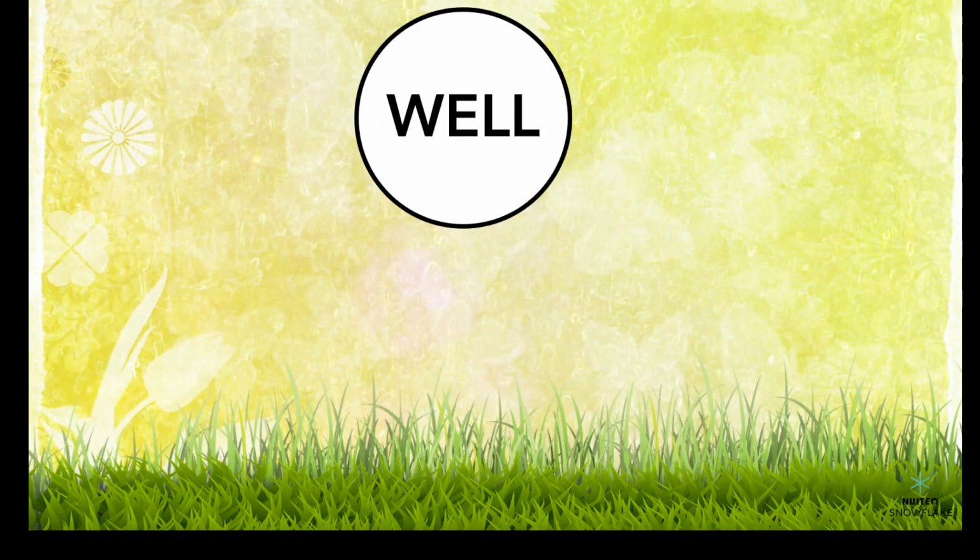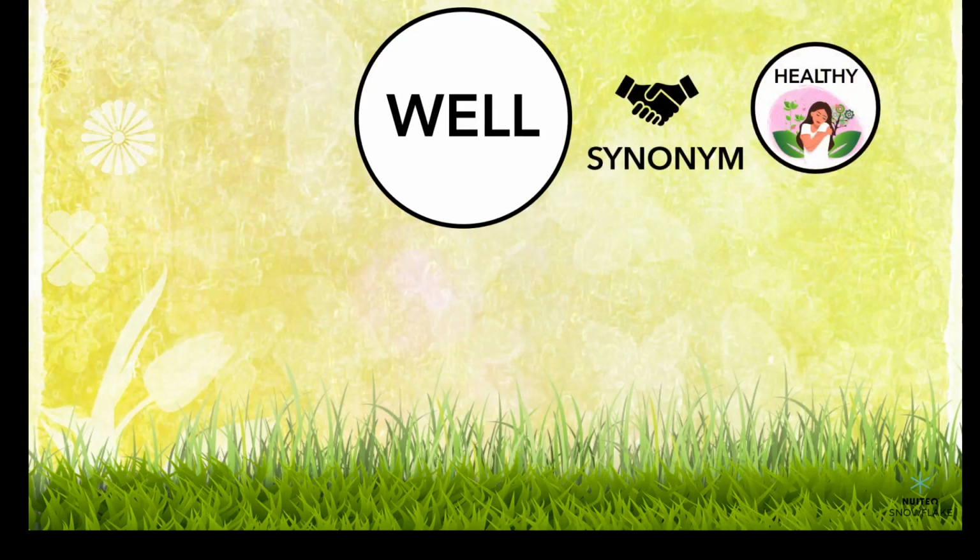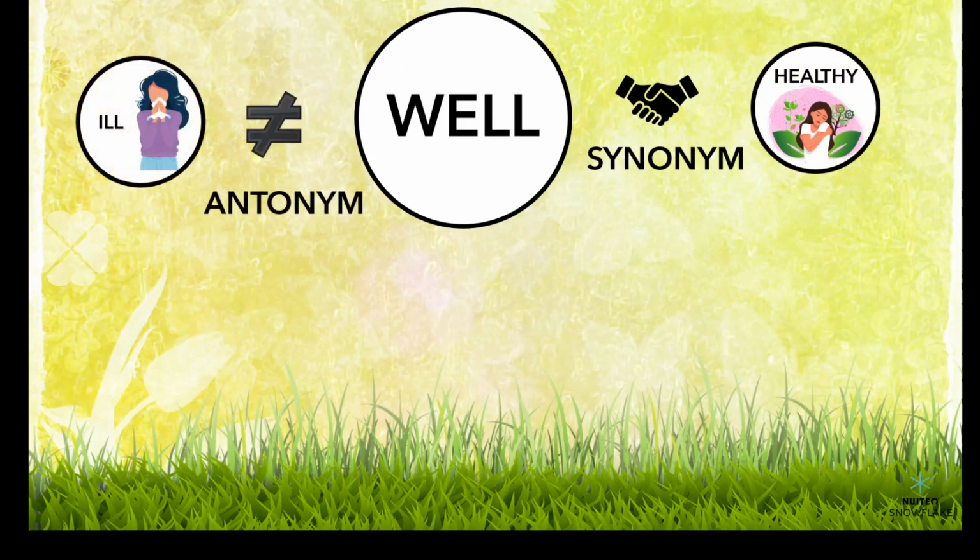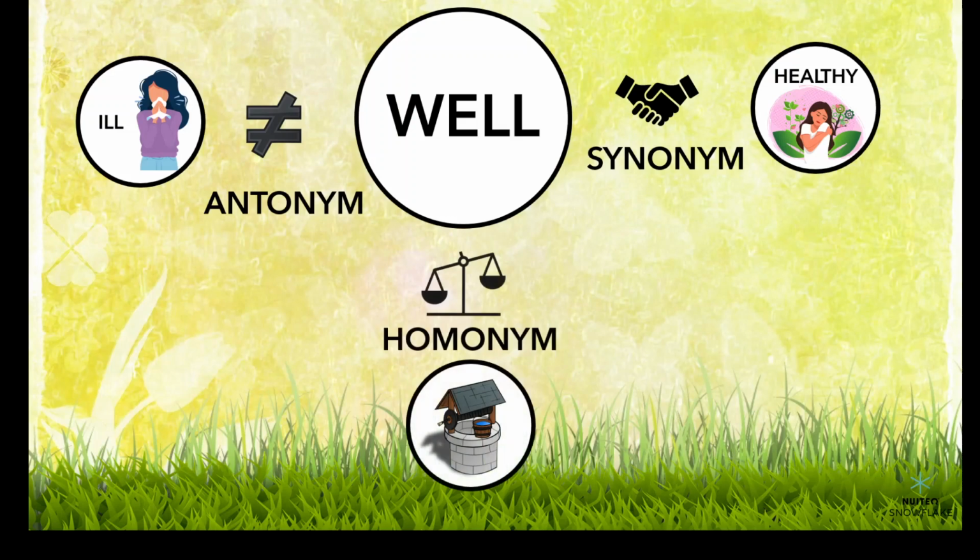For example, let's take the word well. A synonym for well would be healthy, and an antonym would be ill. A homonym would be, well, the hole in the ground where we can draw water from.